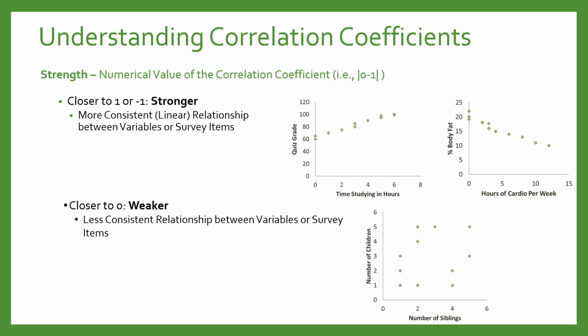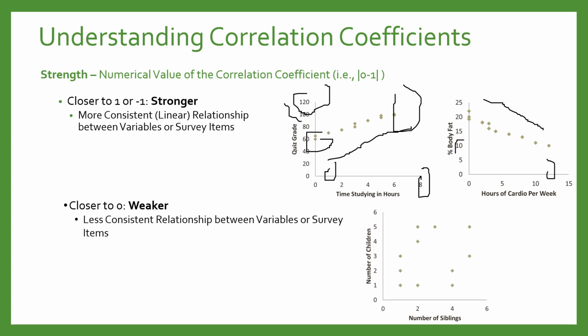If you look at our first example here, quiz grade and time studying in hours, you can see that there is a positive upward trend, right? Those who have more time studying tend to have higher quiz grades, and those who study less tend to have lower quiz grades. If we look at a negative, also strong relationship, very linear, the dots are close together, very consistent. You can see that there's an inverse relationship here where those who do more cardio tend to have less body fat, and those who do less cardio tend to have higher levels of body fat.